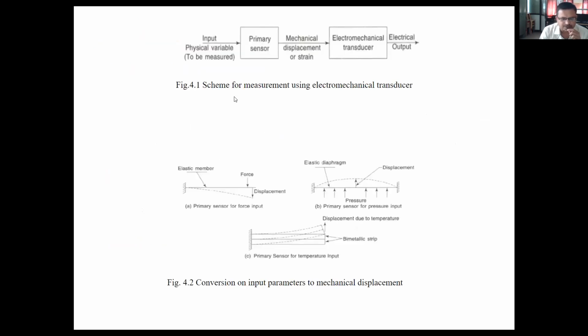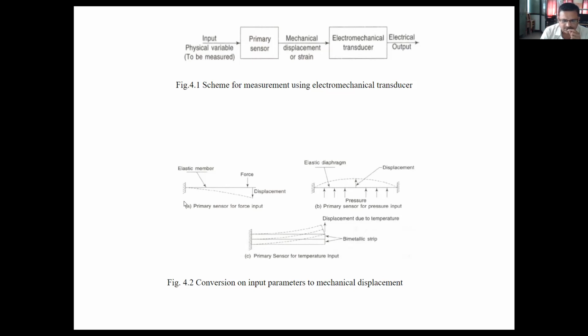Now, this is the figure 4.1 scheme for measurement using electromechanical transducer. First, the input or physical variable to be measured is given to the primary sensor. Then that primary sensor converts that input into mechanical displacement or strain. That mechanical displacement or strain is fed to the electromechanical transducer, and we are getting electrical output.